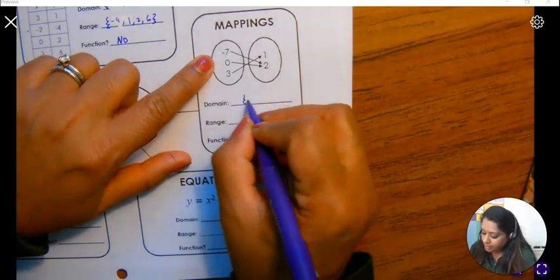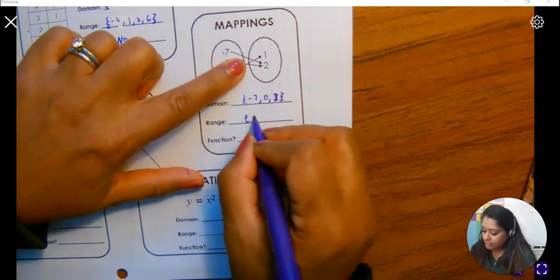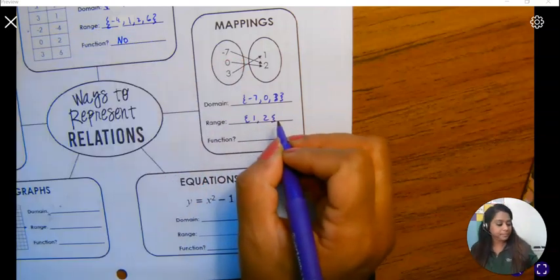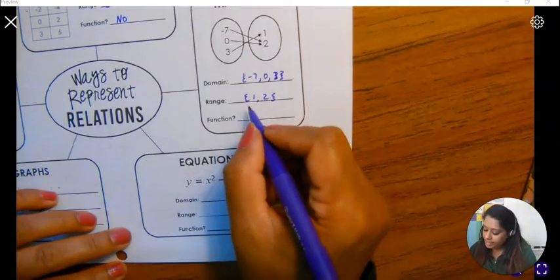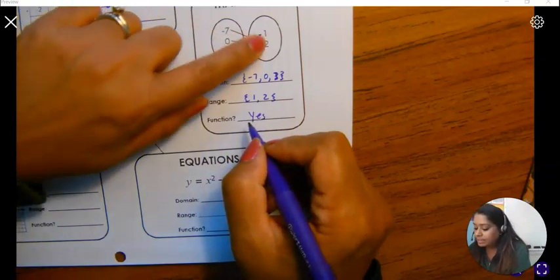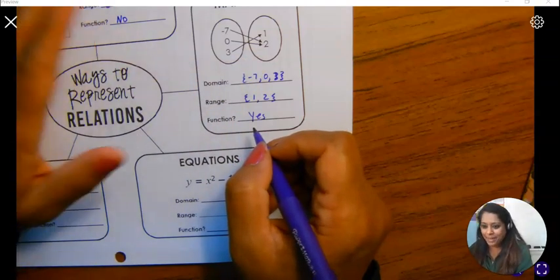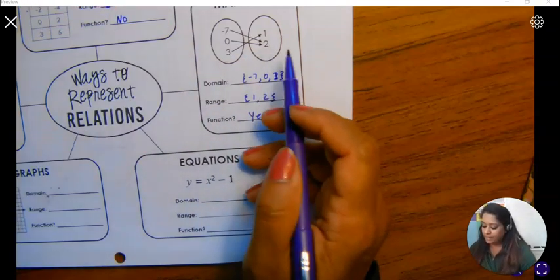All right, mapping. The domain here is right here, -7, 0, and 3. And the range is at 1 and 2. And is it a function? Yes, because every output has a specific input. I mean, the other way around, every input has a specific output.